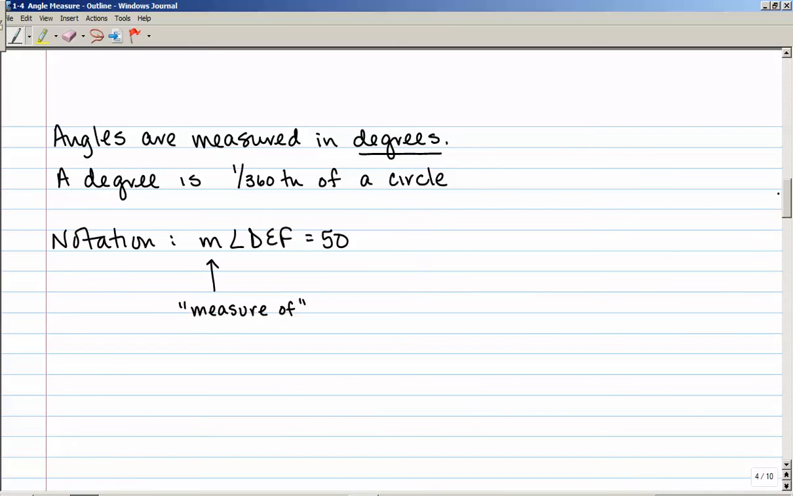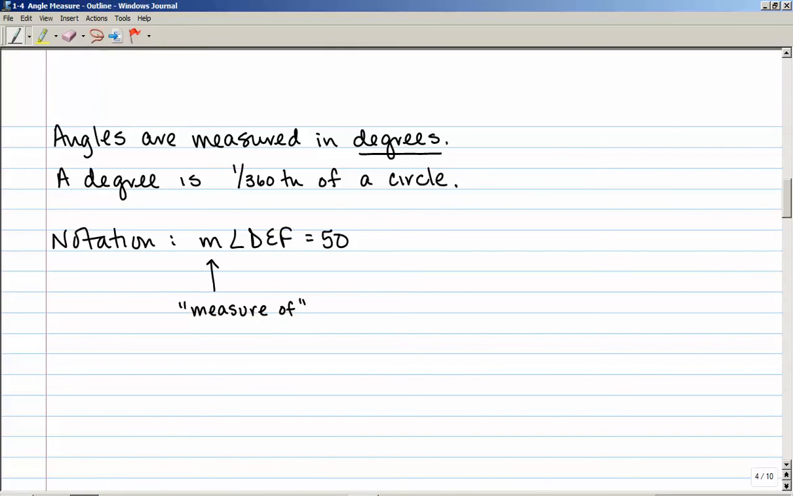Angles are measured in degrees. Actually, you can also measure angles in radians, but we won't talk about that until we get to Algebra 2. But for now we're going to use degrees, and a degree is 1/360th of a circle. Maybe you already knew that a circle has 360 degrees in it. So a degree is just one small fraction of that circle.